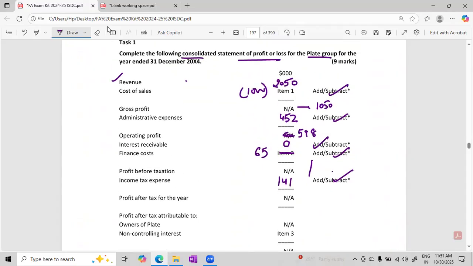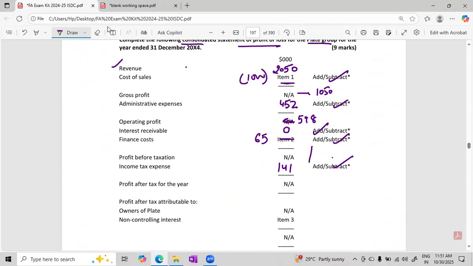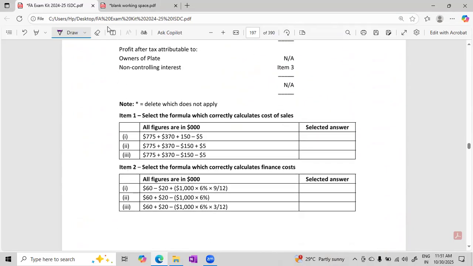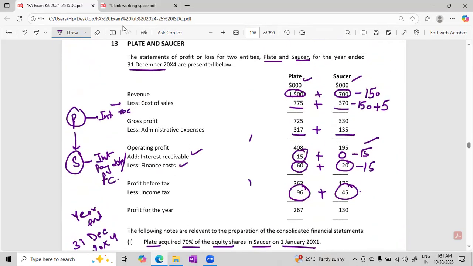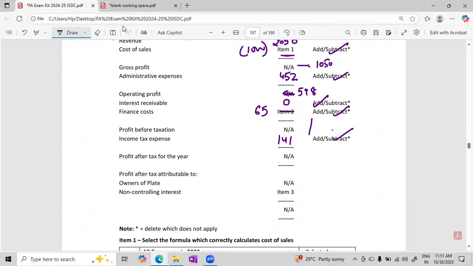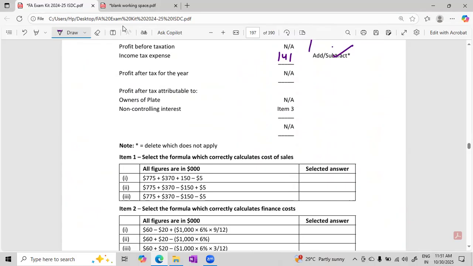So see over here for item number 1, we have to choose from here. So let's see. These were the figures, right? We will add 775, then 370. From that we will deduct 150 and add 5. So let's see which option this is. 775 plus 370. Yeah. Minus 150, which are the intra-group sales, and plus 5, which is the unrealized profit. Okay, we have to choose from here. So we will choose the second answer.